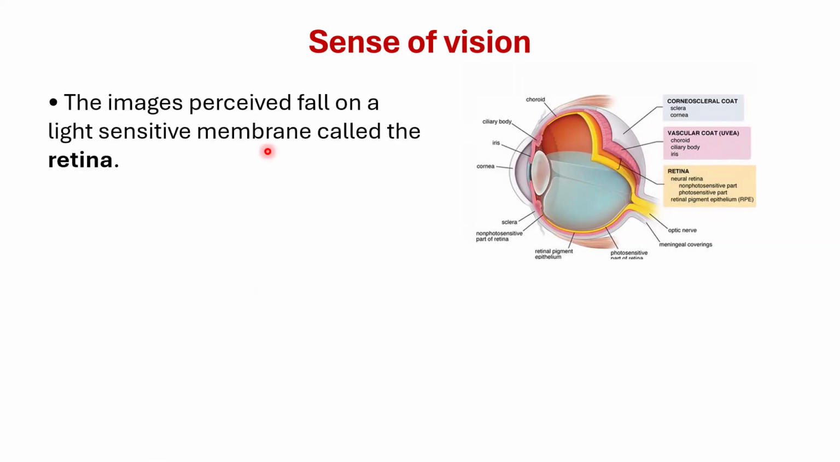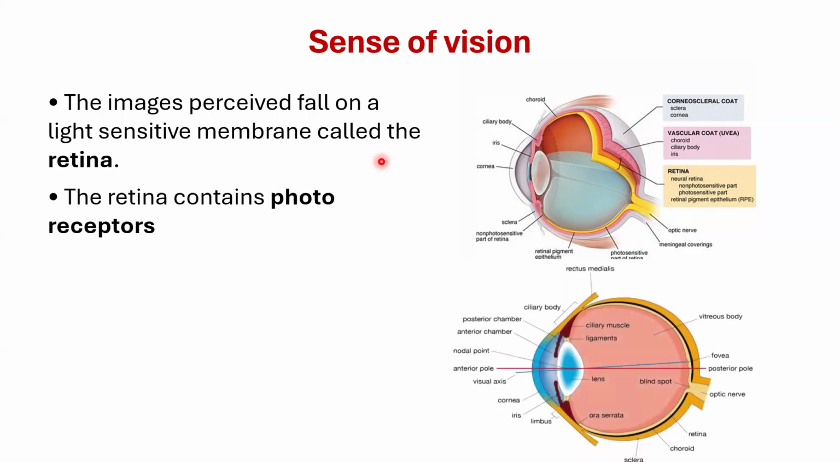So now the images perceived fall on the light sensitive membrane called the retina, the inner tunic. The one in yellow at this point, that is the retina. It's light sensitive because it contains photoreceptors, which are the cells that perceive vision.